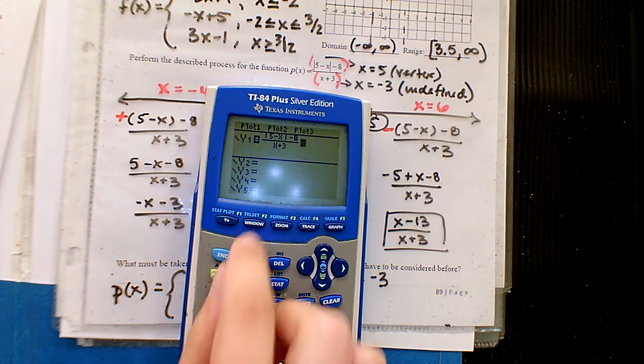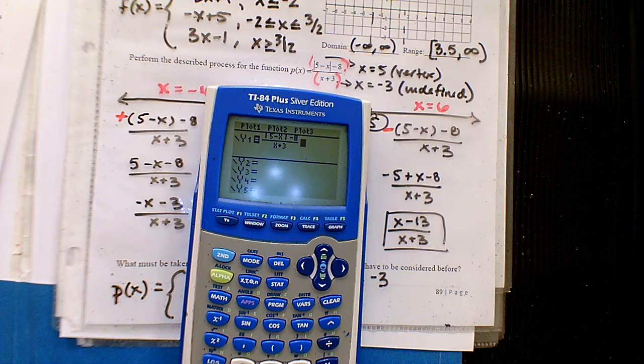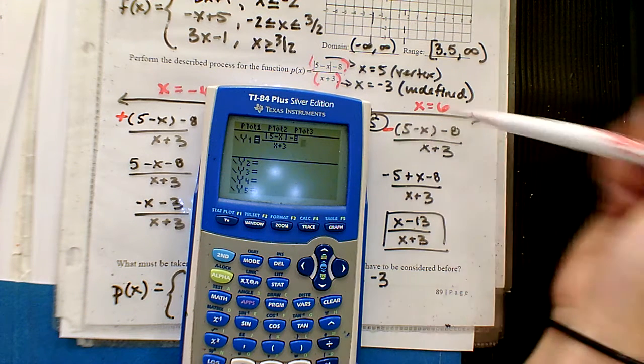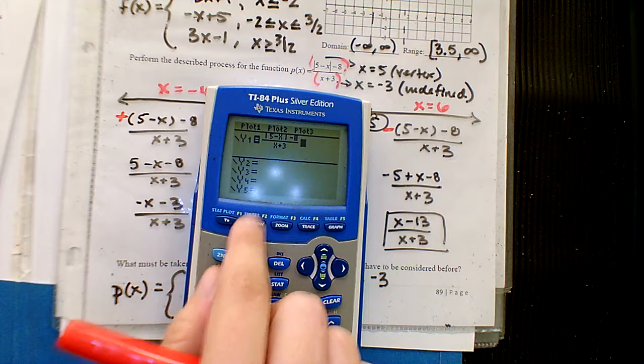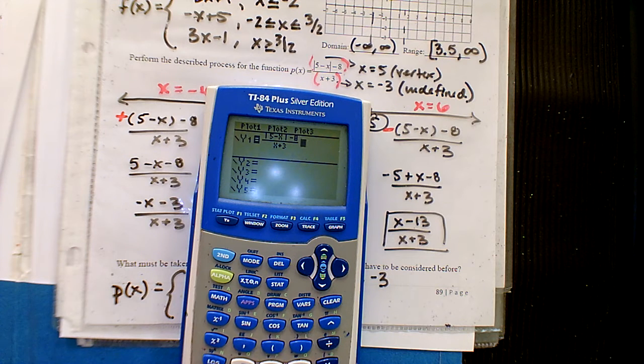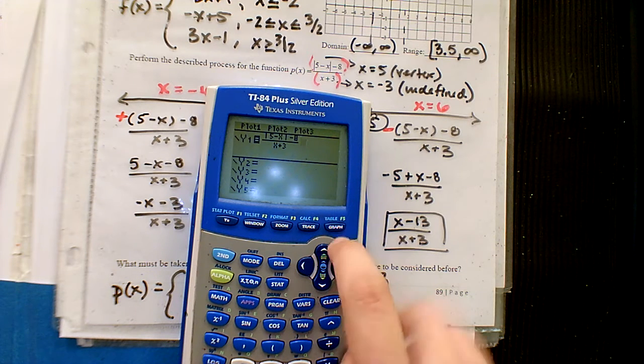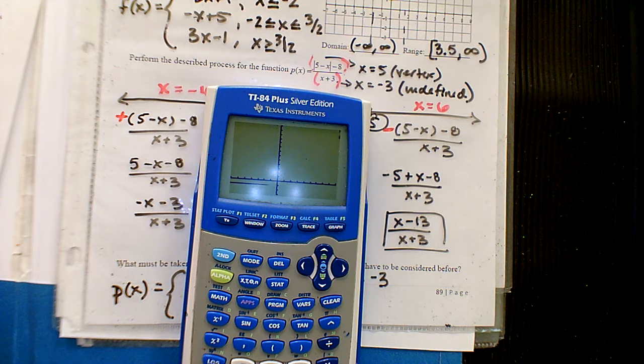Looks good. I am not sure what this graph looks like, and they don't really give us a table in our notes to help us with the window. So for right now, we'll just keep the window the same from the previous example, and we'll see if we have to change it. All right, go ahead and hit graph.